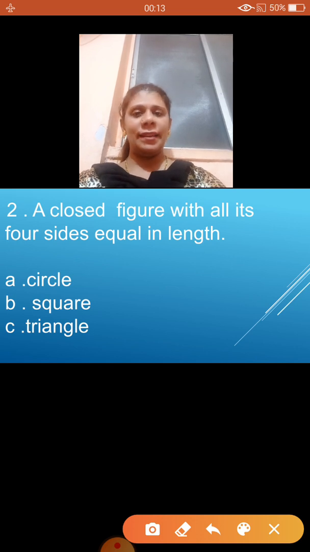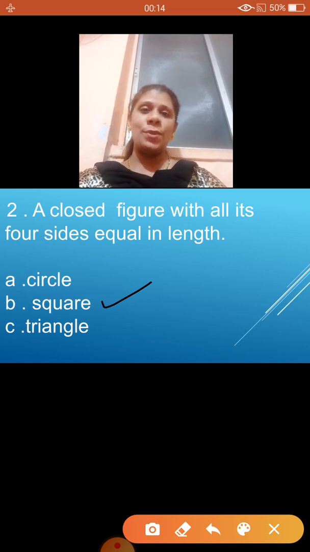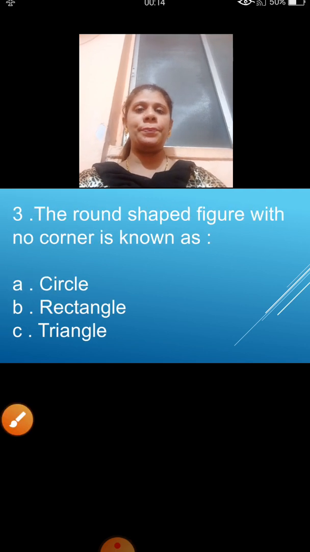Yes? Correct. Square we will take. Why? Because a circle has no edges and a triangle has 3 edges and 3 corners. So, how many sides does a circle have? A circle has no sides. And a triangle has 3 sides. And a square has 4 sides. That is all. 4 sides are equal in length. So, a closed figure with all its four sides equal in length is a square. Okay. Let us see the next question.